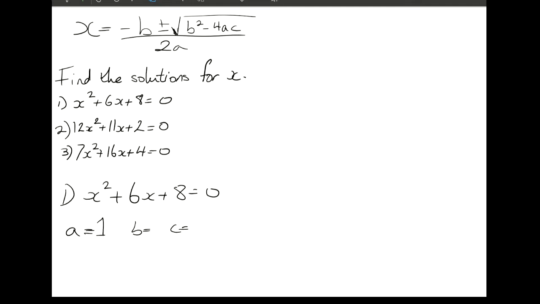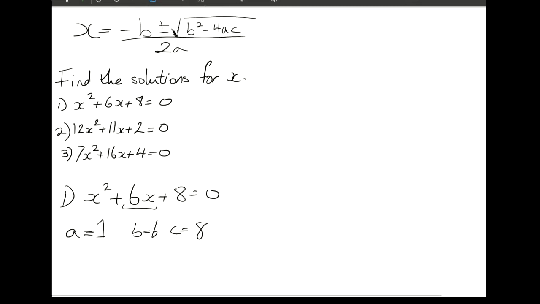B is the coefficient of the x term, and we have 6x, so that is 6. And C is the number by itself, the constant, and that is 8. Now that we have our A, B, and C, we can plug them into the equation.